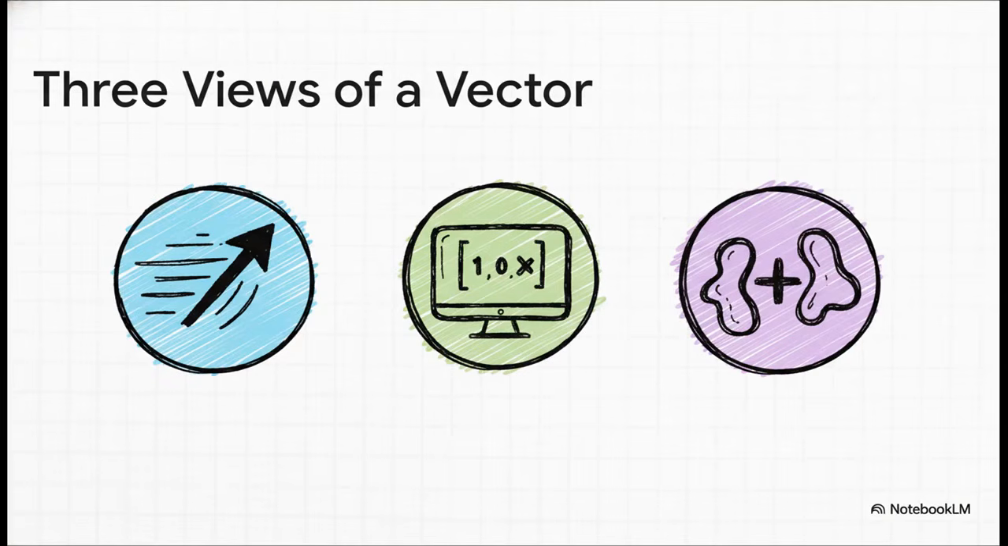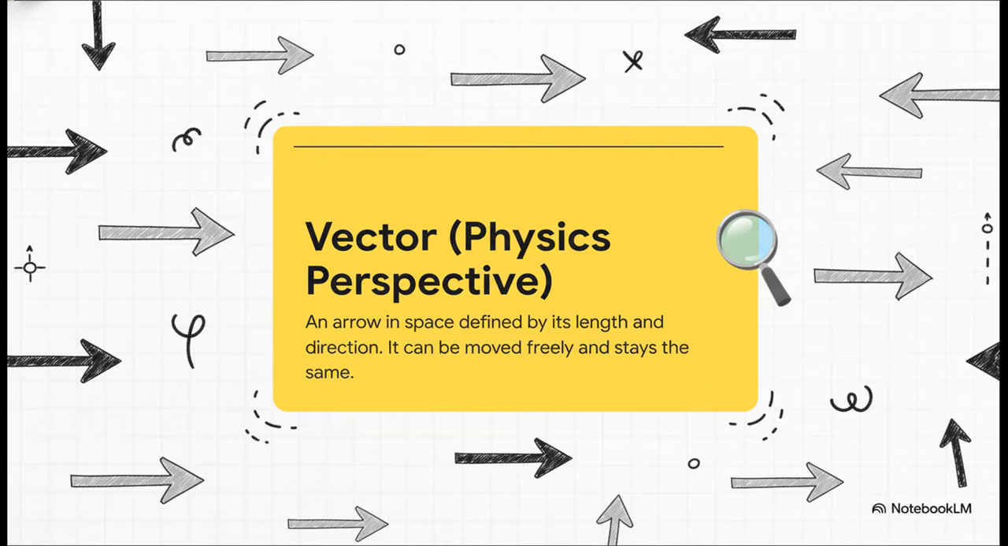So yeah, to really get what vectors are all about, we're going to look through 3 different lenses. We've got the physics point of view, the computer science point of view, and then the more abstract way that mathematicians see it. Let's break them down. For a physicist, a vector is basically just an arrow floating in space. That's it. It's all about 2 things, its length and the direction it's pointing. You can literally pick that arrow up and move it anywhere else, and as long as its length and direction don't change, it is the exact same vector.